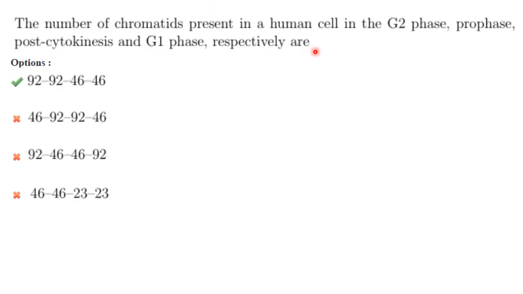Then, the number of chromatids present in the human cell in the G2 phase, prophase, post cytokinesis, that is after cell division, and G1 phase respectively are? During G2 phase, the DNA has already replicated in the S phase, so after S phase only G2 phase comes. So it will have double the number of chromosomes, that is 46 plus 46, that will be 92. Now prophase also will have double the number, that is 92. Post cytokinesis, the cell undergoes mitosis and then divides into two cells. After cytokinesis, the original number will be restored, so it will be 46. And after mitosis, the G1 phase starts, so it will be 46 in the G1 phase.